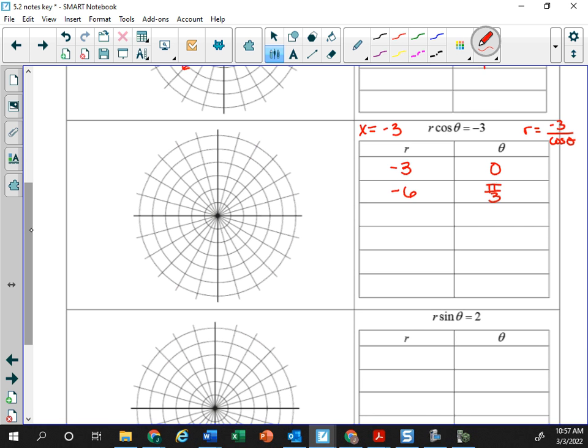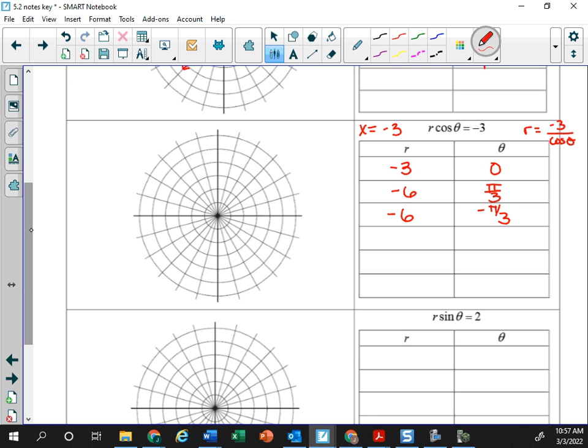All right. Let's plug in, I don't know, let's do negative pi over 3. What do I get for my r there? Not positive 6. What is the cosine of negative pi over 3? Positive 1/2. So what's negative 3 divided by positive 1/2? Also negative 6. Okay, let's try to plot these 3 points, and then we'll also look at x equals negative 3.